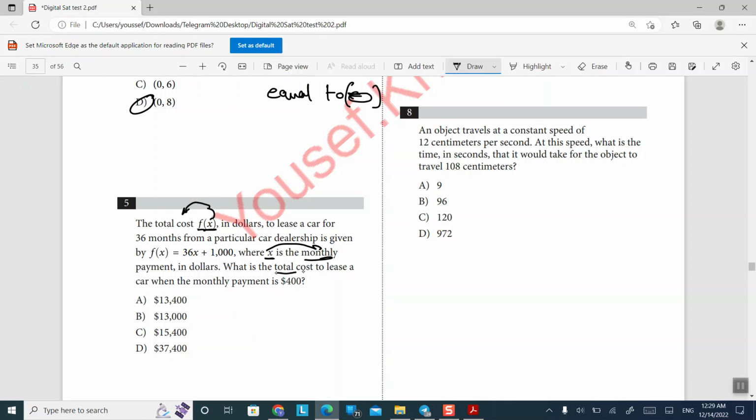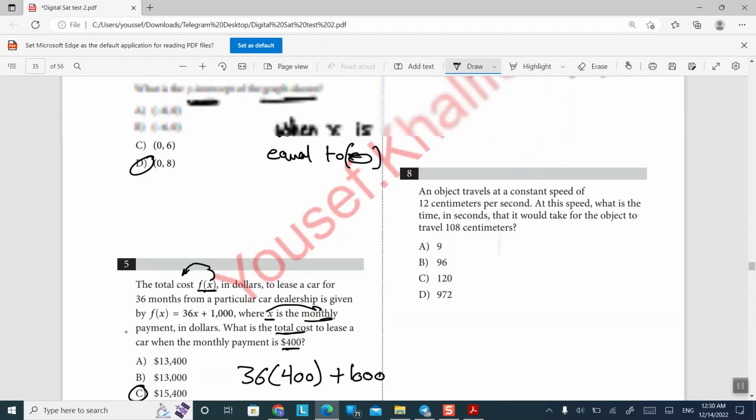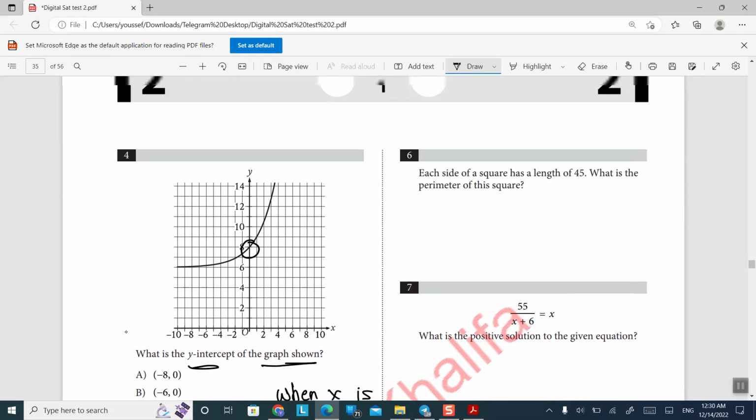So what is the total cost to lease a car when the monthly payment is 400? So what you have to do is substitute directly in the equation. So 36 times 400 plus 100. Directly using your calculator, you find out that it's 15,400. Okay, so let's move on.